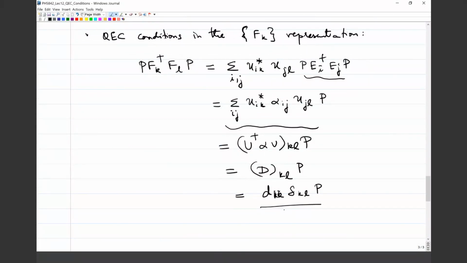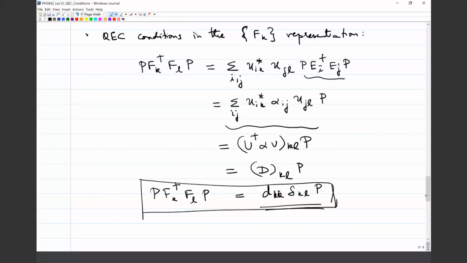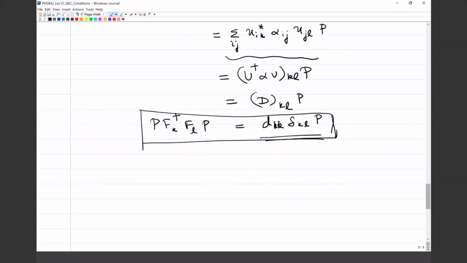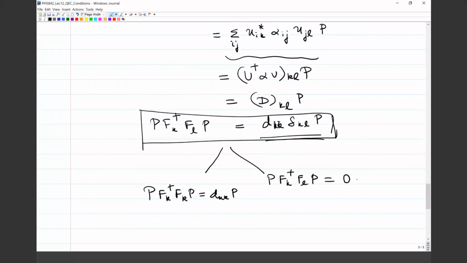So this is what the conditions look like in this modified Kraus representation. Why is this important? Because what this says is two things. It means that when k is equal to l, this is simply some number times P. When k is not equal to l, this right-hand side vanishes.